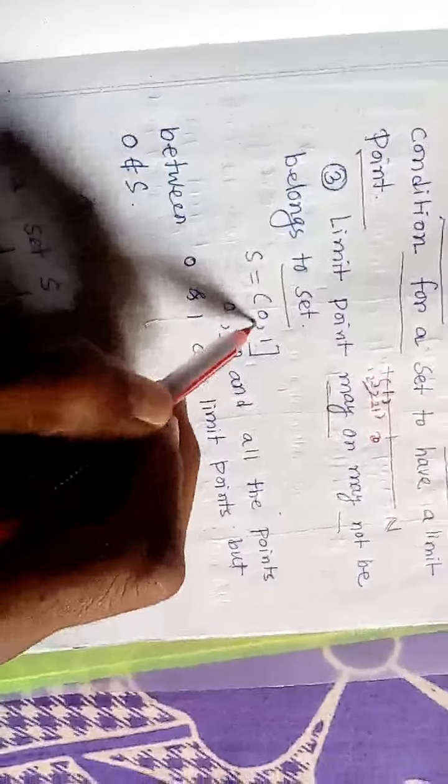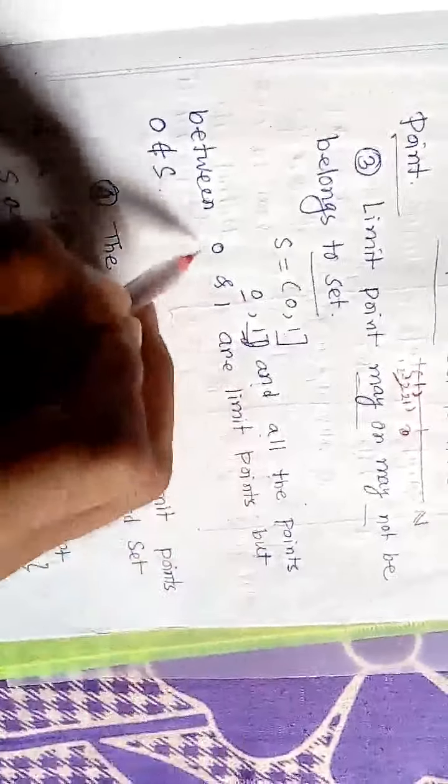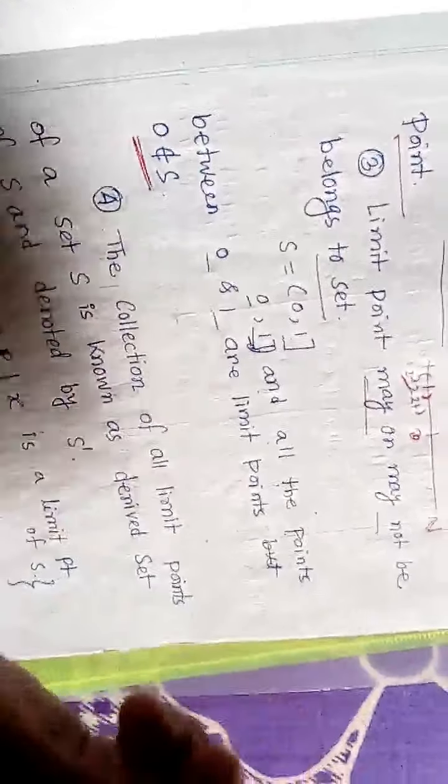Suppose S is the set (0, 1], open at 0 and closed at 1. If we consider 0 and 1, all the points between 0 and 1 are limit points, and 0 is also a limit point, but 0 does not belong to S. So a limit point may or may not belong to the set.